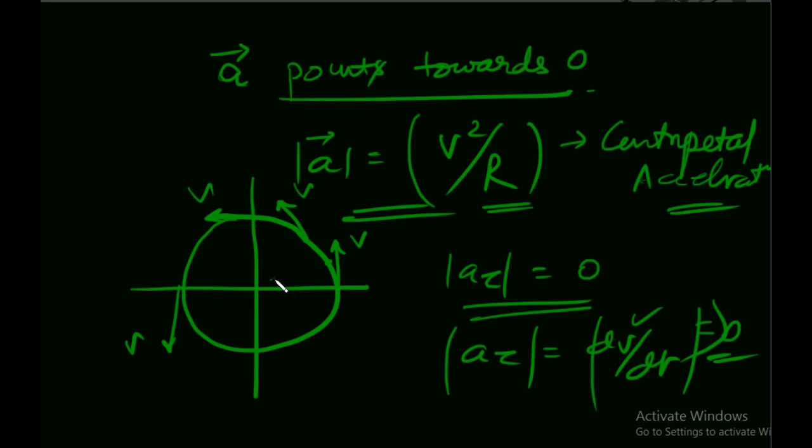Alright. So in this case, where velocity is constant only in magnitude, we have a centripetal acceleration, and the magnitude of this is v square by r. Alright. And tangential acceleration is 0. We have to remember this. It's very important.